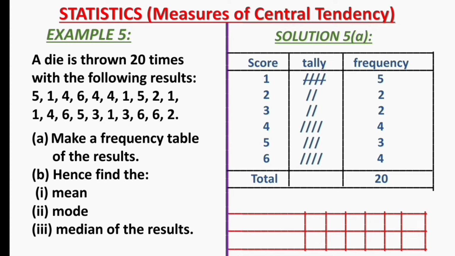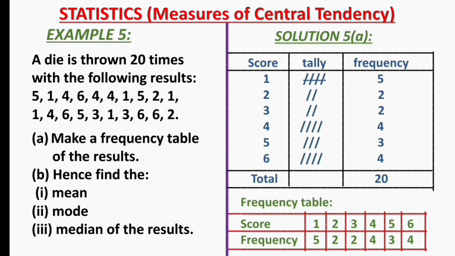So the frequency for score 4 is 4. For score 5, we have 5 appearing 3 times. So the frequency for score 5 is 3. While for score 6, we have 6 appearing 4 times. So the frequency for score 6 is 4. Now in checking if our answer is correct, the total of the frequency should give us 20, because the question says the die was thrown 20 times. I hope this working in this tally sheet is clear to you.